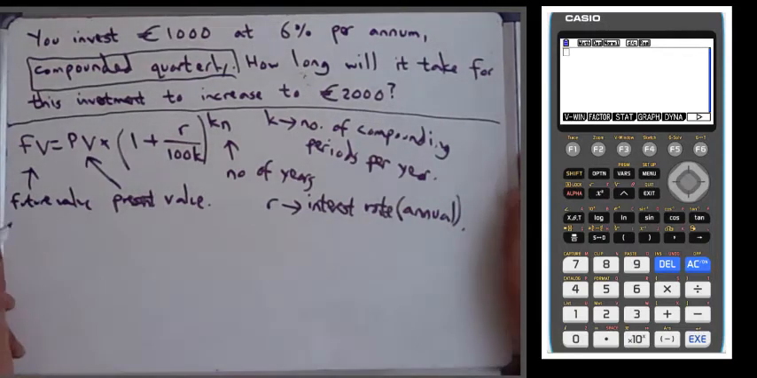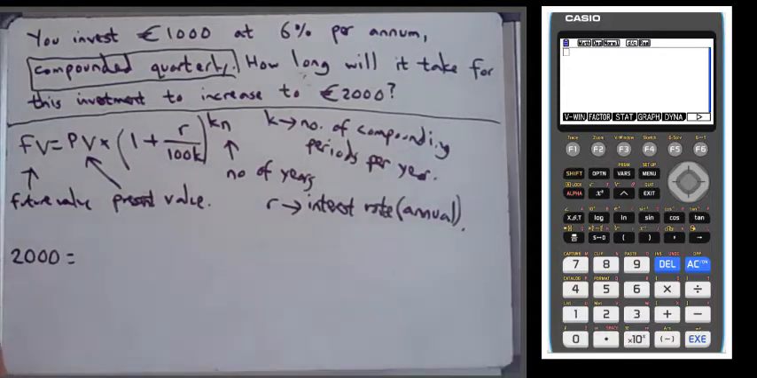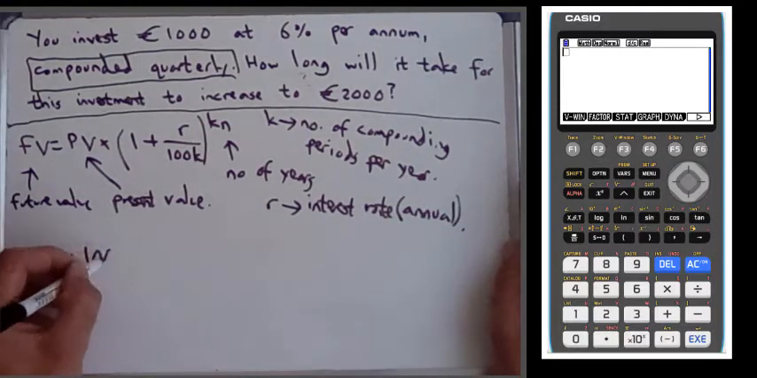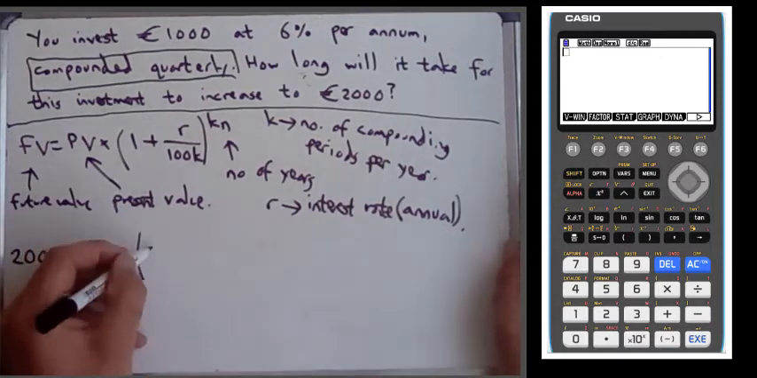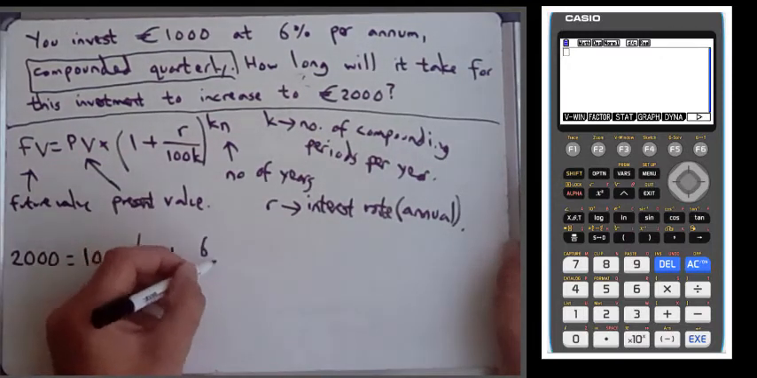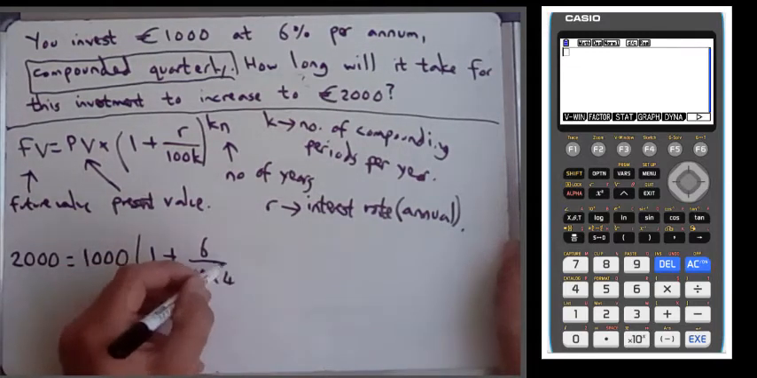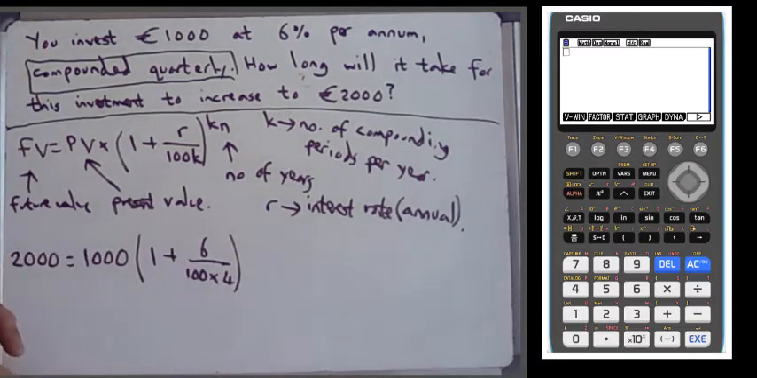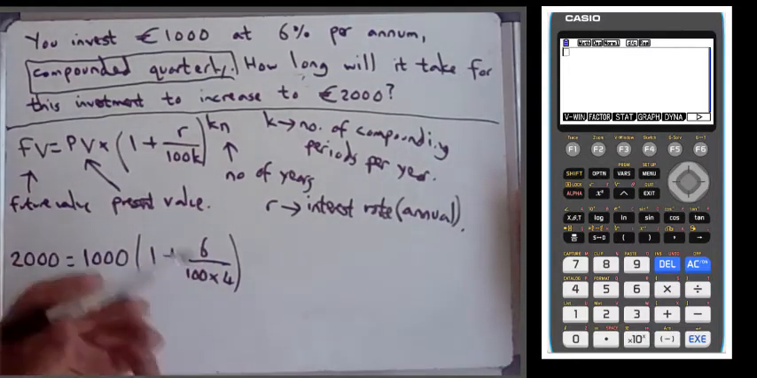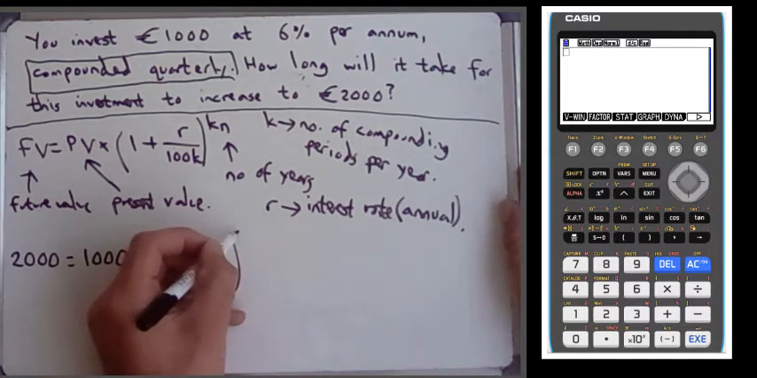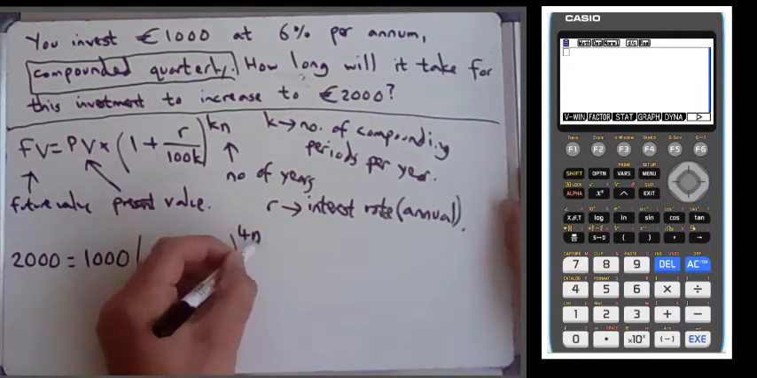So K equals 4. So we now can form this equation. We want future value, so 2,000, to equal present value 1,000, times (1 plus R, which is 6 over 100, over K, the 4 compounding periods per year), to the power of Kn. N is the unknown, how long, so N can be N. K we just said is 4, so 4N.